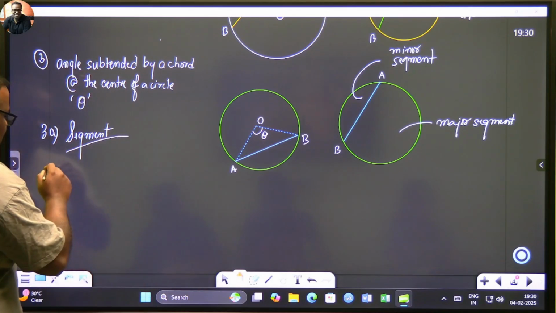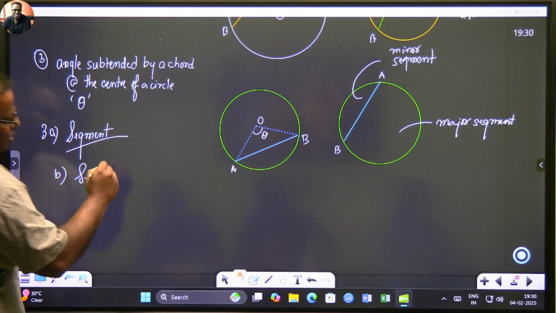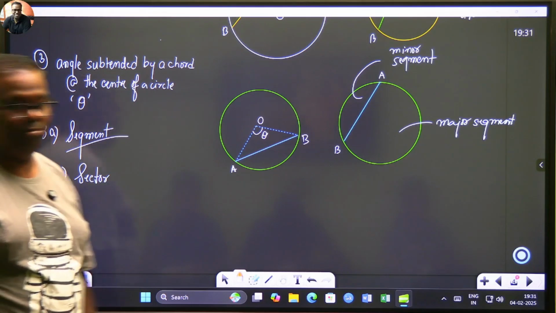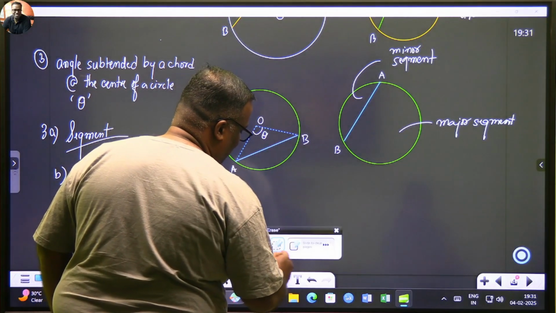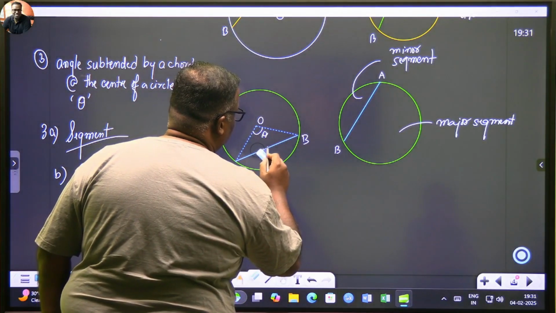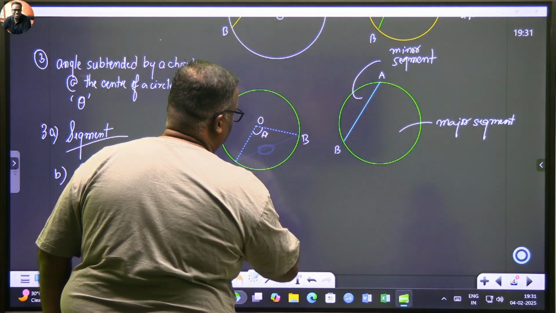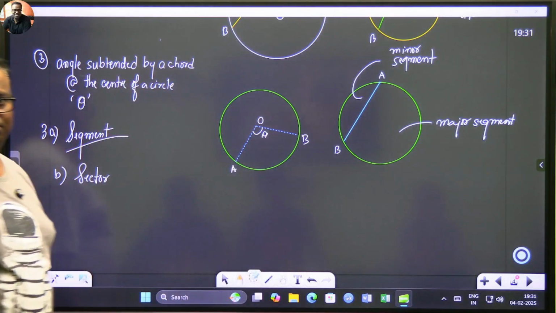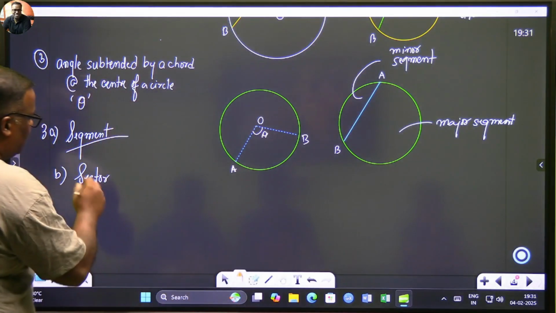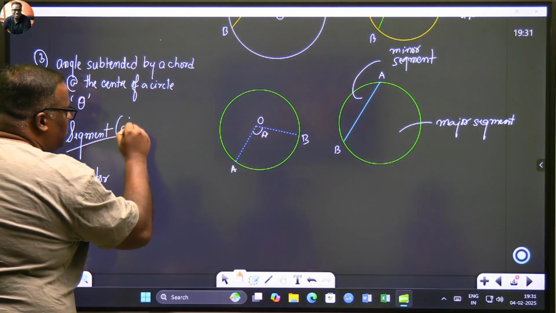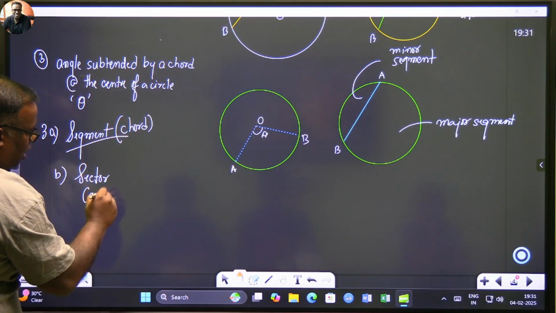Now our next one, 3B, is to understand something called sector. Pay attention for sector. Before explaining sector, I'm trying to take away this chord. Yes, chord is gone. Whenever you see a segment, for segment formation, chord is necessary. For sector formation, arc is necessary.